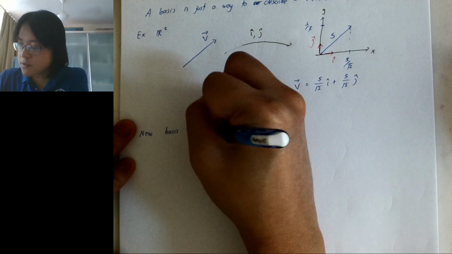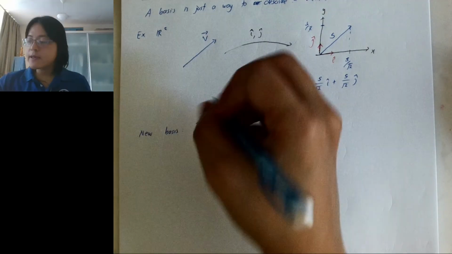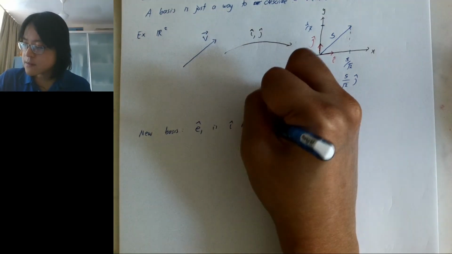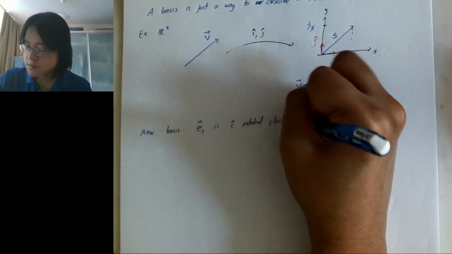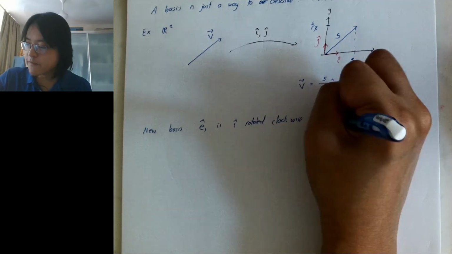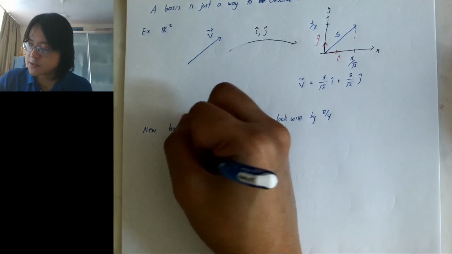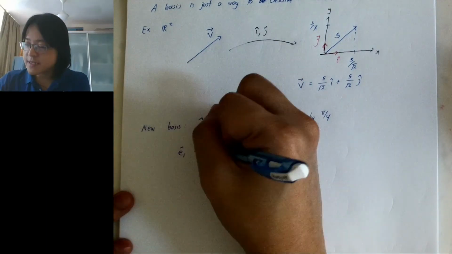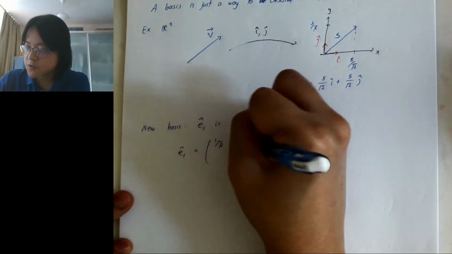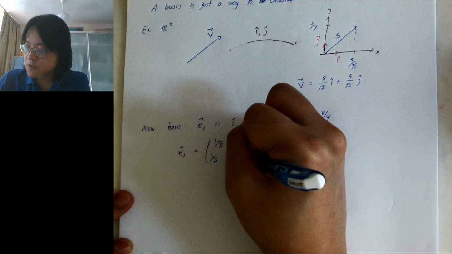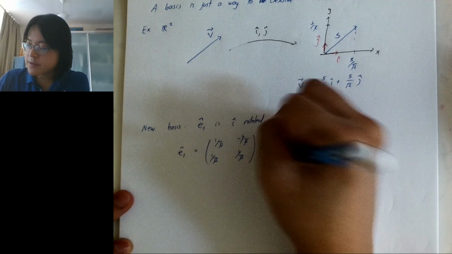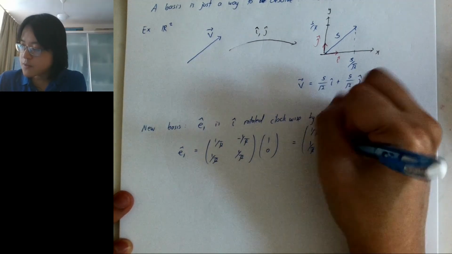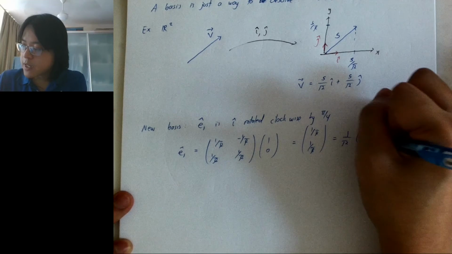Okay, so let's take a new basis vector. E1 is the i rotated clockwise by pi over 4. So I already gave you this example, right? It's 1 over root 2, minus 1 over root 2, 1 over root 2, 1 over root 2, and then acting on this, I get 1 over root 2, 1 over root 2. So this is 1 over root 2 times (i plus j).